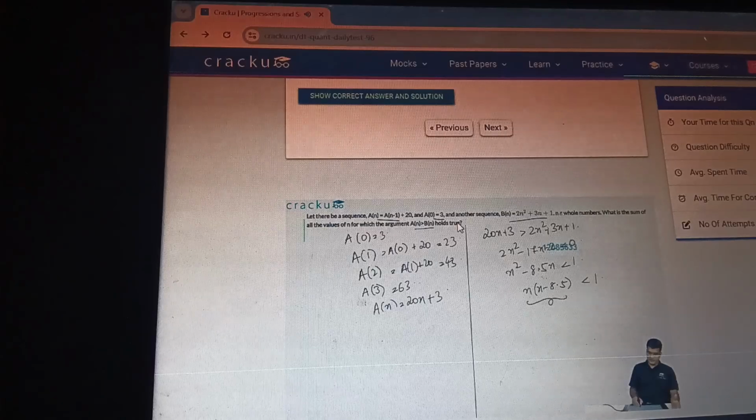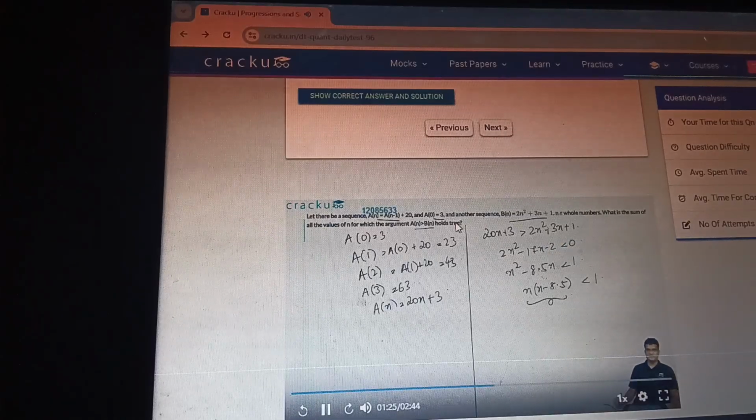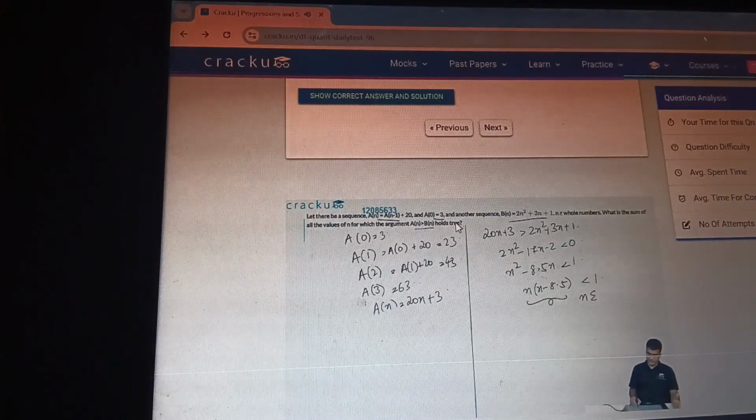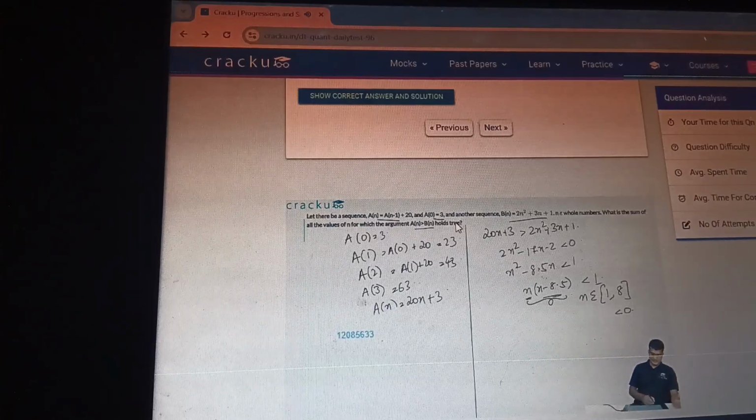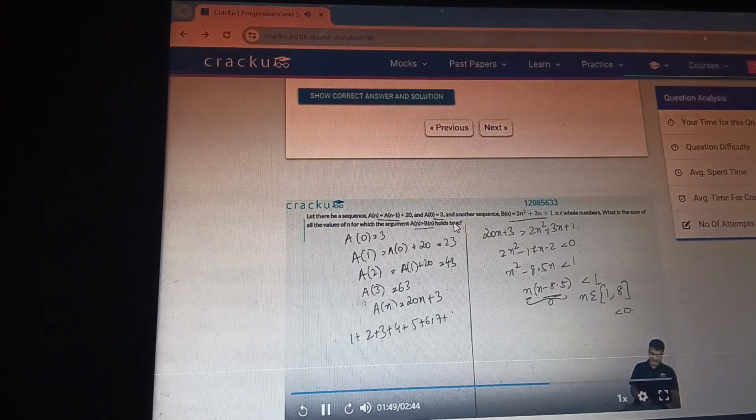Now if you are looking at the product n into n minus 8.5, you know that when n belongs to 1 to 8, the value of n will be positive, but the value of n minus 8.5 will be negative. So the overall product when n belongs to 1 to 8 will be less than 0, and hence it will be less than 1. So initially the numbers that you can be sure will fit this criteria are 1, 2, 3, 4, 5, 6, 7 and 8.